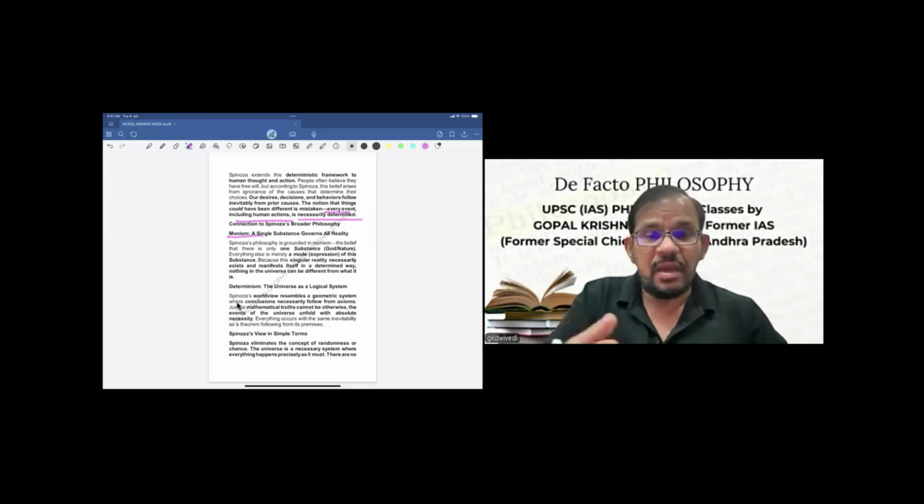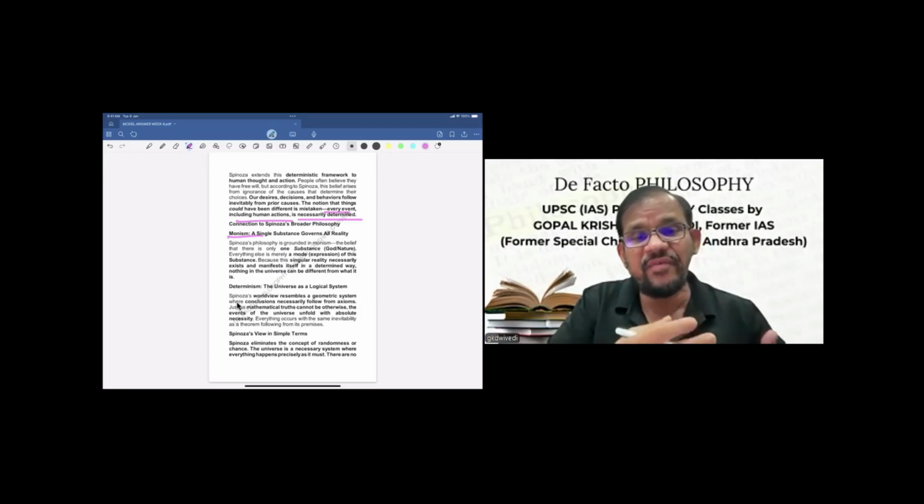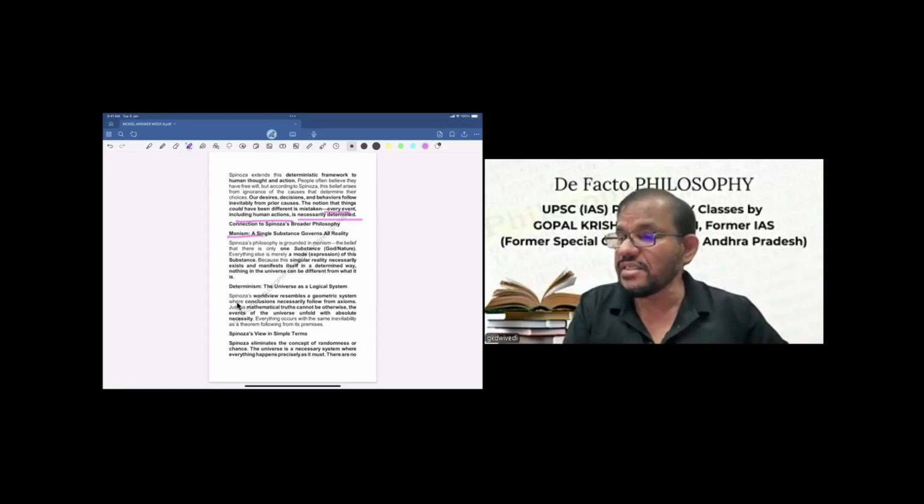Since a single substance governs all reality, and that is infinite, all other things are only expressions of that. Therefore, whatever exists, exists in a determined way. Nothing in the universe can be different from what it is. So basically, this sentence is directly connected with his theory of monism.